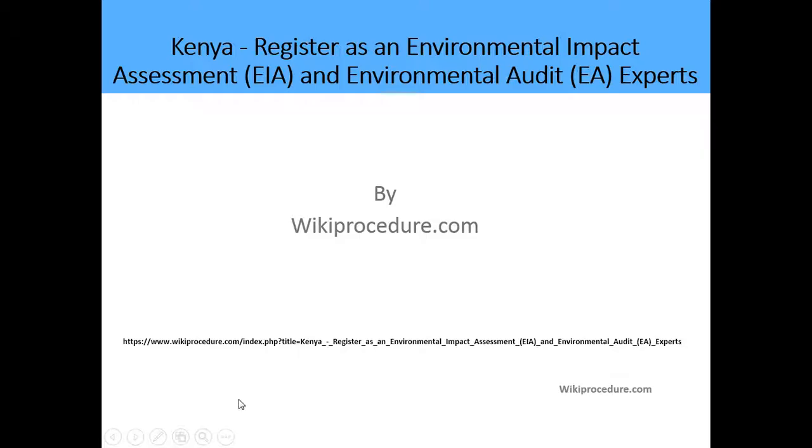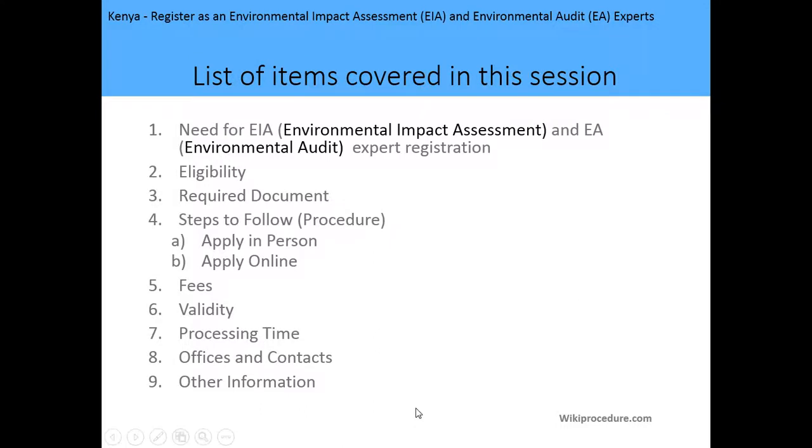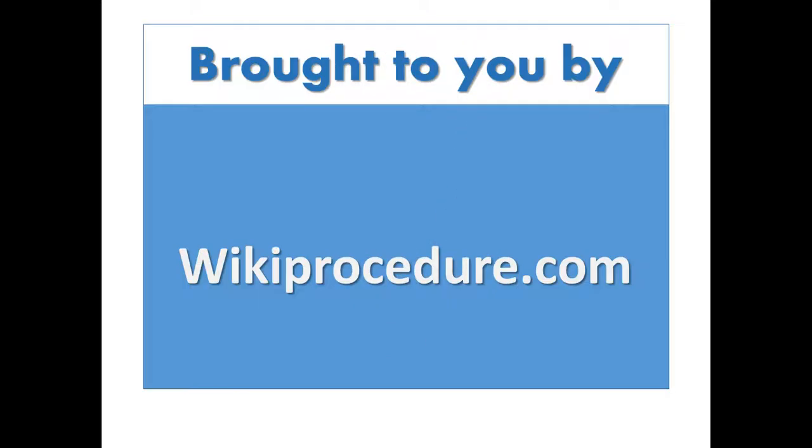The list of items which we're going to cover in this session include the need for environmental impact assessment and environmental audit expert registration, eligibility, required documents, steps to follow in making the applications, the fees applicable, validity period, processing time, office location and contact information, and any other information that we may find relevant on how to register as an environmental impact assessment or environmental audit expert in Kenya. So welcome to our presentation today, which is brought to you by wikiprocedure.com.